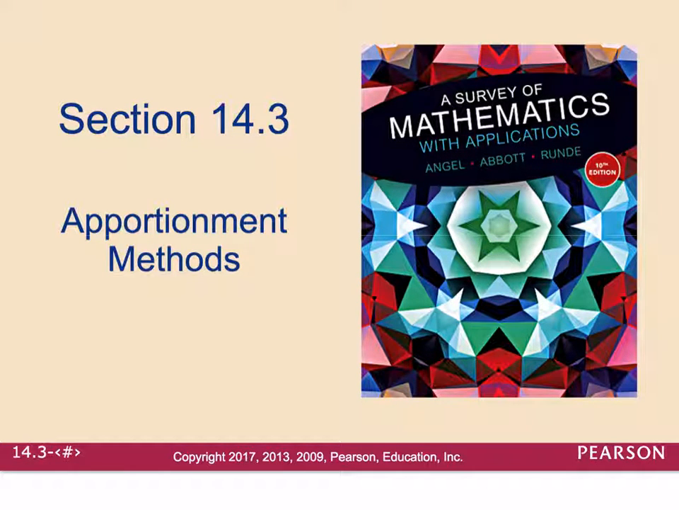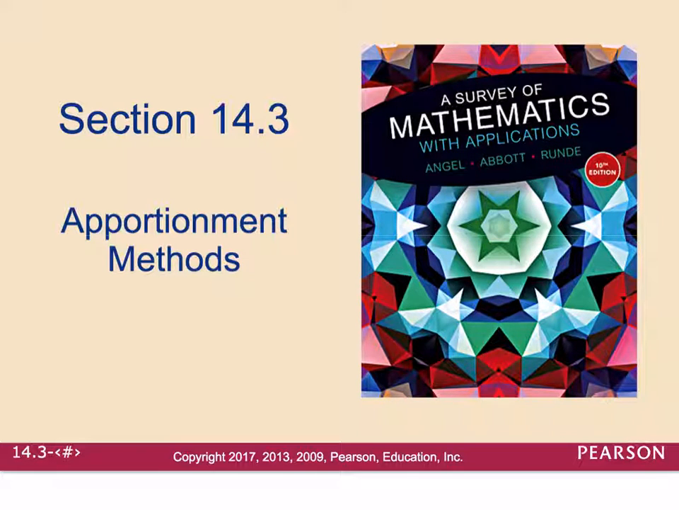Section 14.3 talks about apportionment methods, and there are going to be 4 different kinds of apportionment methods that we talk about. Basically, apportionment is just how you adequately or fairly allocate resources. So the example we're going to use over and over again is the House of Representatives. But it could range from anything.